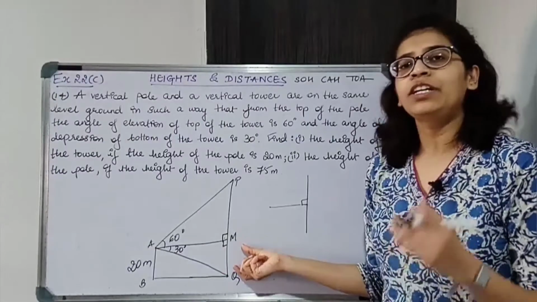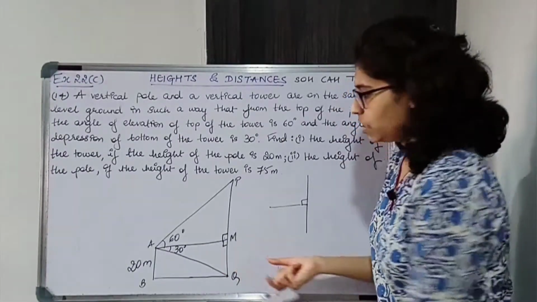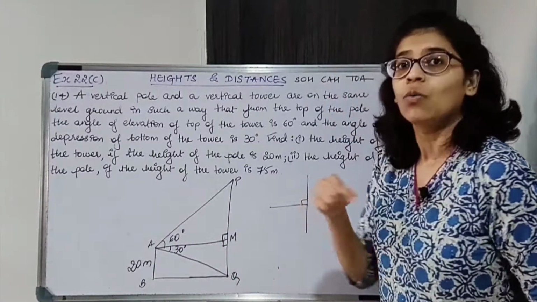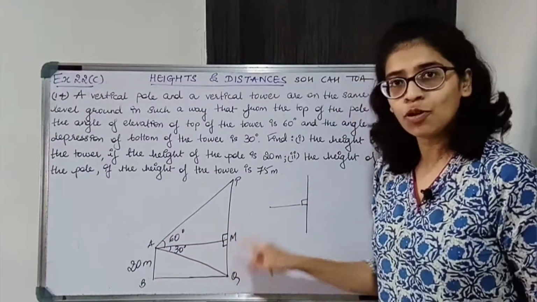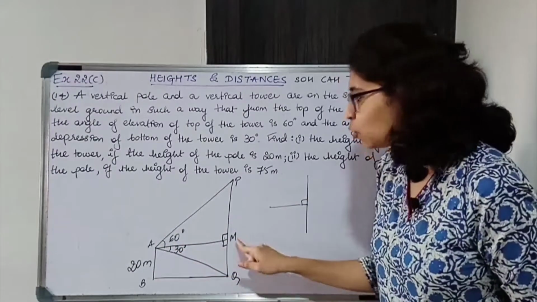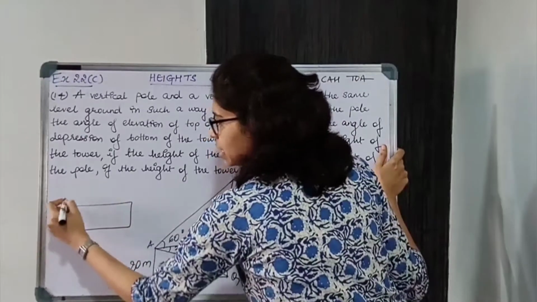For MQ I don't need to consider a triangle. MQ is equal to AB. Why? Because this is a rectangle. This rectangle is forming. So ABQM is a rectangle. From the figure only you can say.